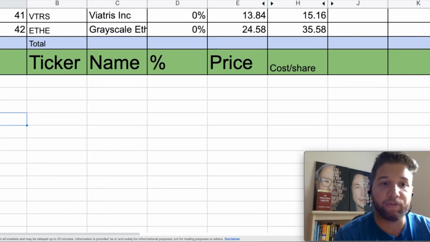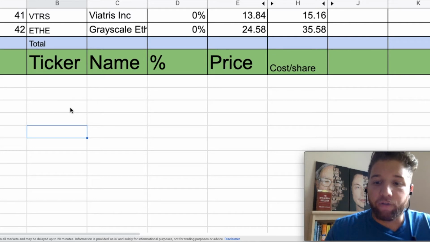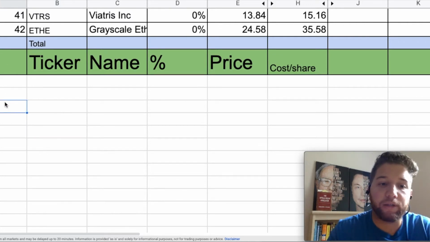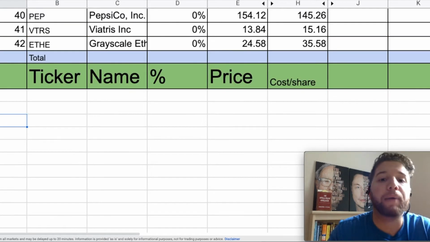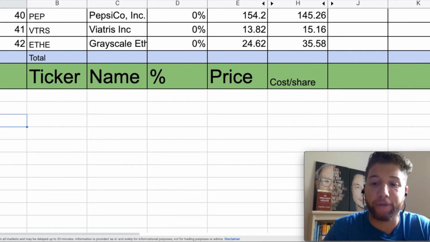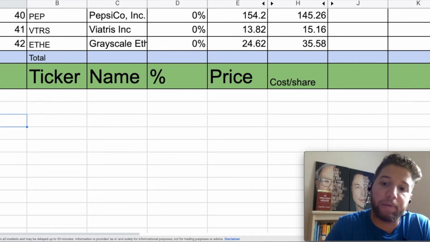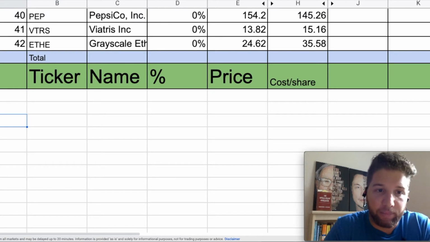All right, so number 41, another small position, Viatris. I just started buying this one maybe about a month ago. They just spun off from the company Merck, so there's a healthcare holding. I've been trying to increase my healthcare positions because I haven't historically held many healthcare companies. Number 40, PepsiCo, another company I just recently started buying. Again, these are not big positions, and I'm planning to build Pepsi and Viatris up.